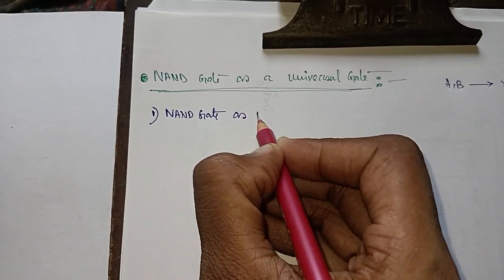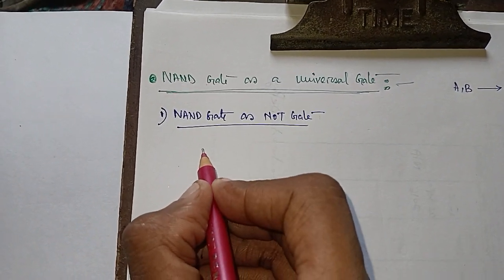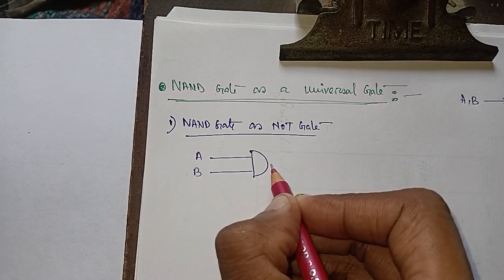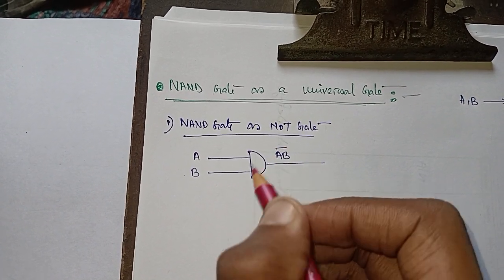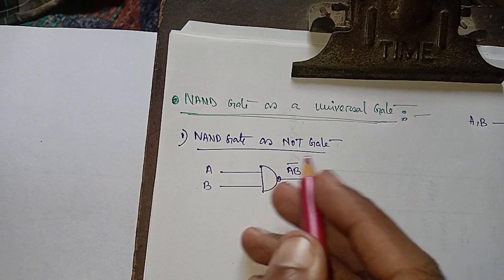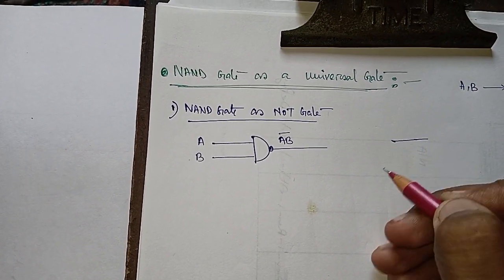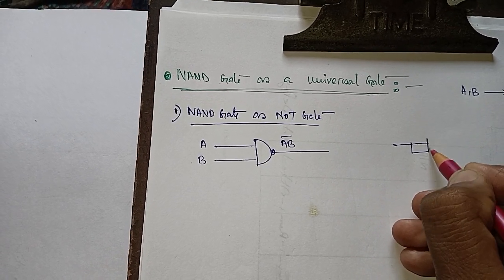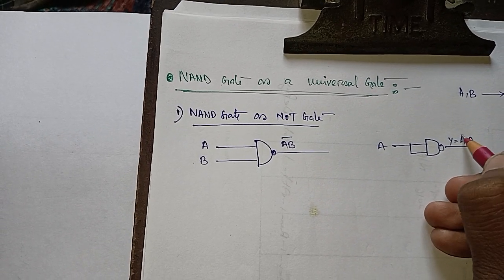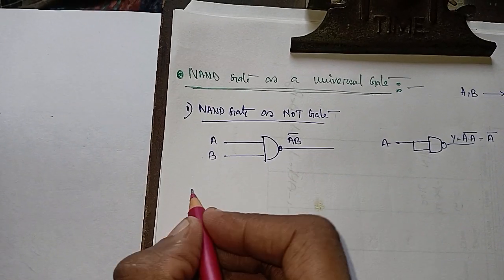First, the NAND gate working as a NOT gate. If A and B are the inputs and we take the NAND of them, we get (AB) bar. This works as an inverter or NOT gate if we have only one input. If we do this, Y is equal to (A dot A) bar, which means A bar. So this is working as a NOT gate. This is the logic diagram.